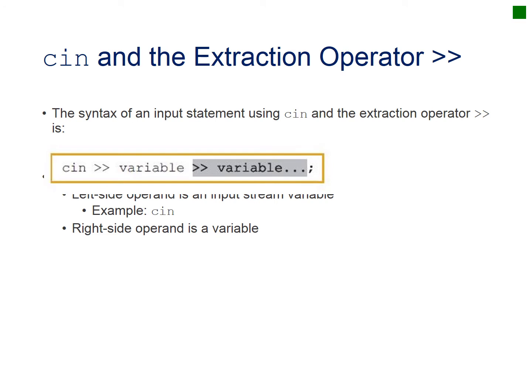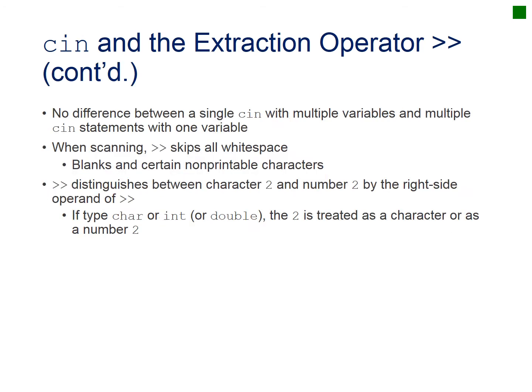The syntax of an input statement using cin and the extraction operator, the two greater than symbols, is cin followed by the two greater than symbols, then the variable name. The extraction operator, two greater than symbols, is binary. The left side operand is an input stream variable, and the right side operand is a variable. There is no difference between a single cin with multiple variables and multiple cin statements with one variable each.